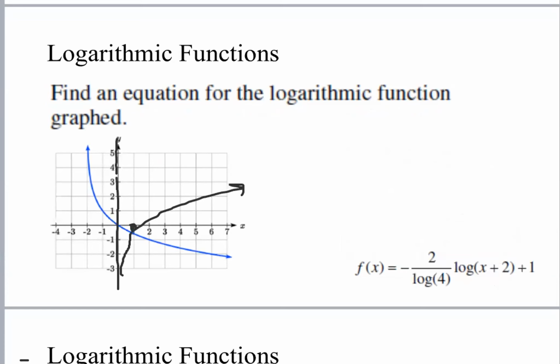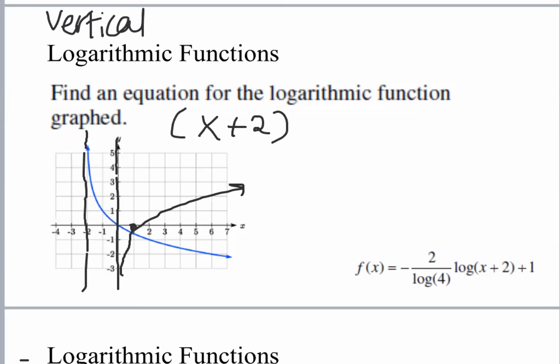This one is already shifted over because the asymptote line is over here. So it is already shifted into x + 2. And again, use that vertical asymptote line to help. The order you do these is really up to you. What else are we noticing?